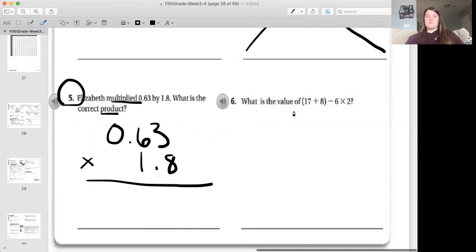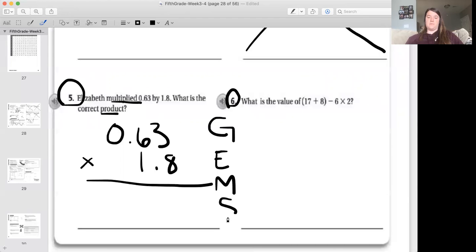And then number 6, what is the value of 17 plus 8 minus 6 times 2? Please be careful. Please use GEMS, because I will tell you this one might trick you if you don't follow GEMS very carefully. Okay? So I would rewrite it every time. Make sure you follow these steps and what comes first, second, and third. You can't just go right across like I know all of you want to.